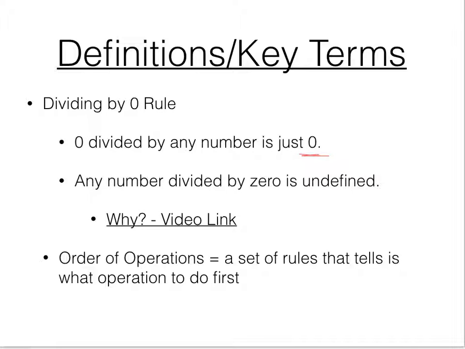The second part of this is that if you take a number divided by 0, it's going to be what we call undefined. And we're going to watch a little video because this link isn't working quite right. So in class I'll watch a little video as to why, for example, 5 divided by 0 is what we call undefined.